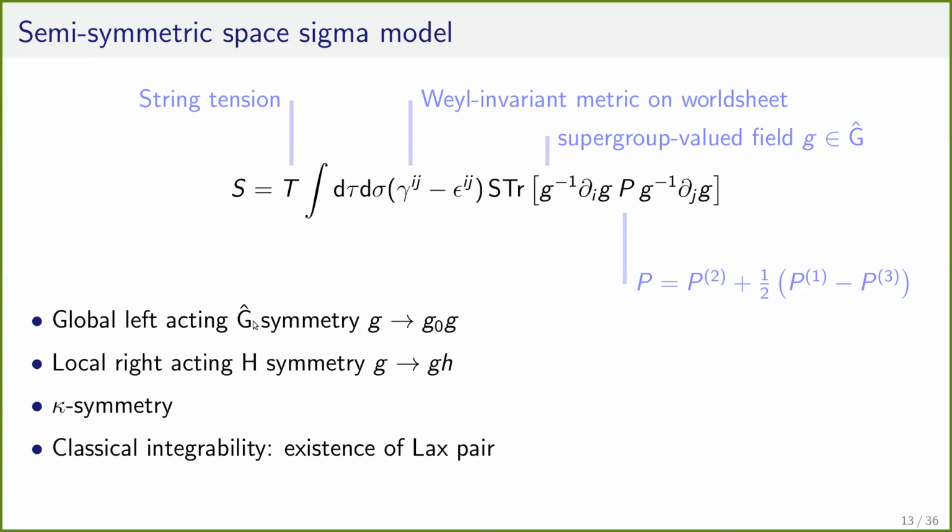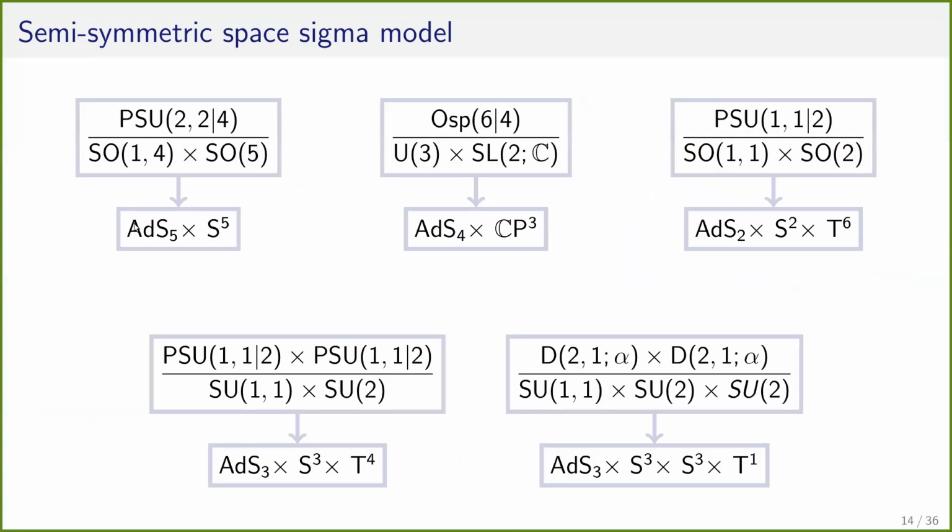And depending on the choice of capital G and capital H, you will be able to describe superstrings moving on various AdS backgrounds. So for instance, in the case of AdS5 x S5, I've already told you that the symmetry is given by this quotient PSU(2,2|4) by SO(1,4) x SO(5). But you can also describe other string theories. In particular, you can also describe AdS2 x S2 x T6 or AdS3 x S3 x T4, which also have this property of classical integrability.